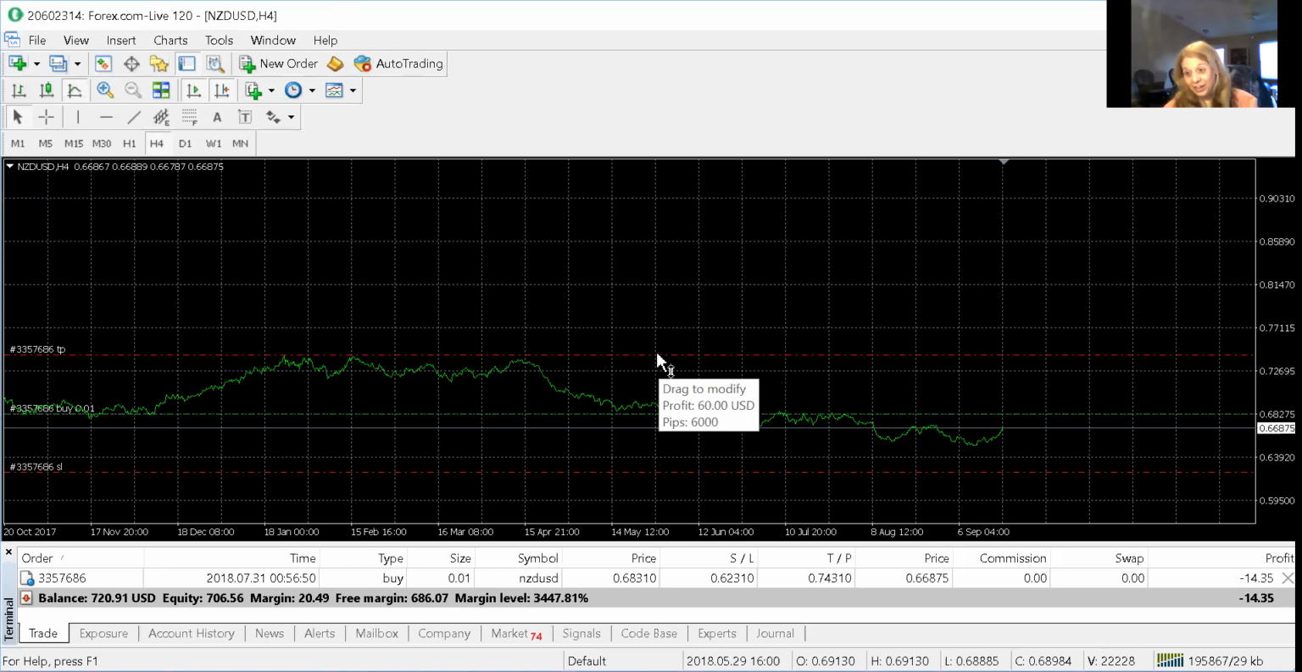I'm keeping it there so I don't have a huge drawback when it decides to turn or relapse or go into consolidation, or any trend lines or any indicators. You won't see those on this chart. This is called a naked chart because there is no extra indicators, and all that you see is the stop loss, the entry price, and the take profit.